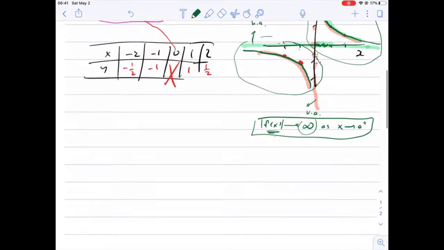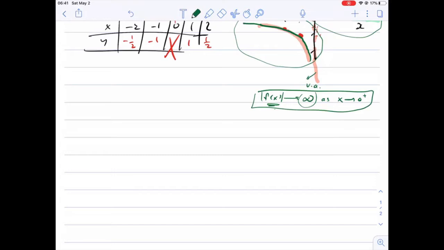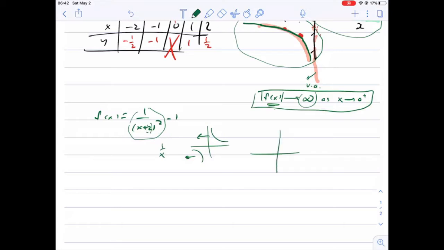Now, if we have a function like f of x equals 1 over (x plus 2) squared minus 1, you know that you start with the basic function. If we want to graph this, the basic function is 1 over x, which is the function that we already graphed, and then you add 2 to x, the variable. That means we shift to the left 2 steps, and that means we get a graph like this one.